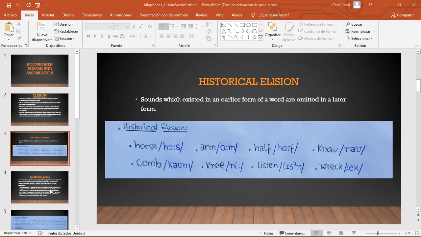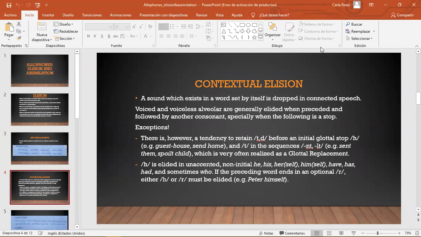Then I'm going to move to contextual elision. Okay, contextual elision means, as the title says, it's about elided sounds in a context. Yeah, a sound which exists in a word by itself is dropped in connected speech. Voiced and voiceless alveolar plosive sounds are generally elided when preceded and followed by another consonant.